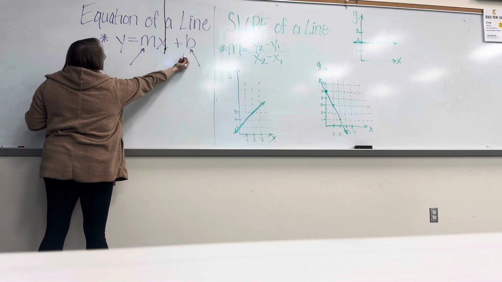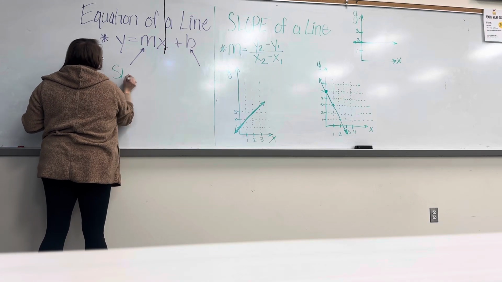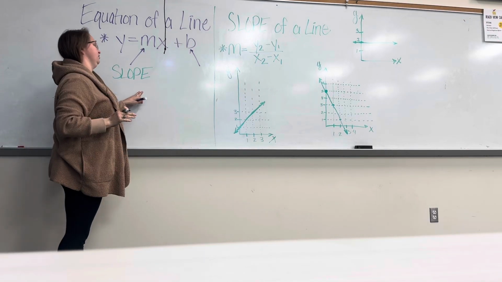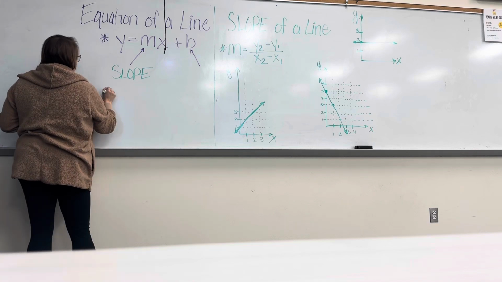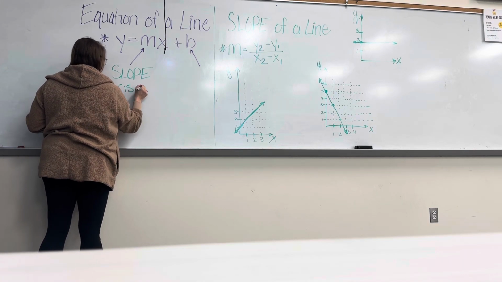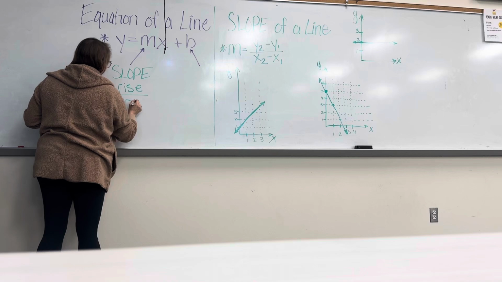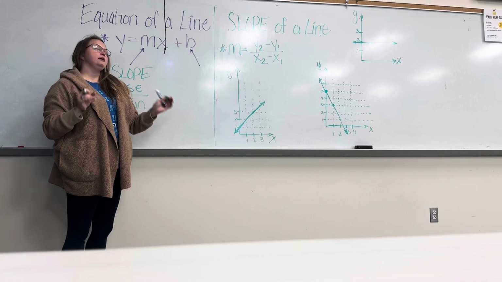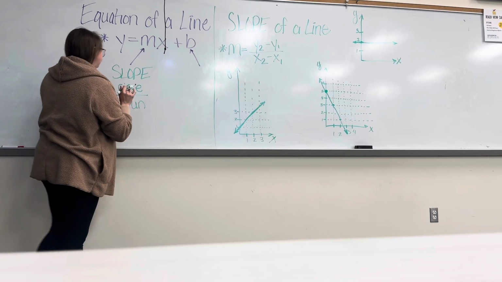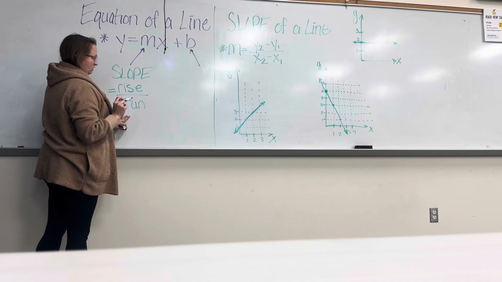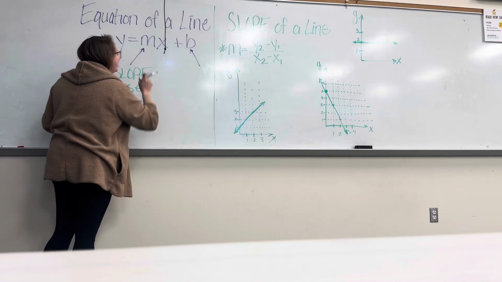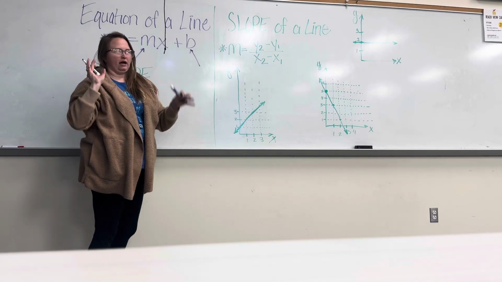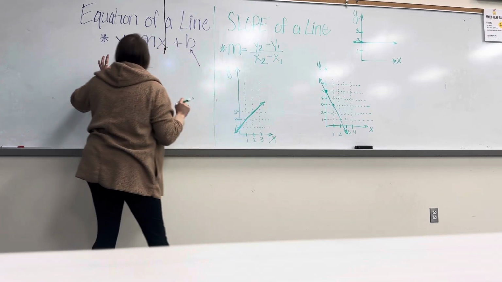Y equals mx plus b. M is your slope, okay? What do we know about slope? Hopefully you remember slope is rise over run, okay? Rise over run. Rise is not always positive. It can be negative. It can also be 0, okay? And run can also be negative or positive. It depends on which direction you're going and how you're thinking about it. All right, so that's slope.